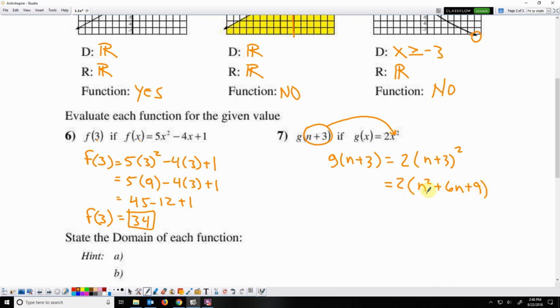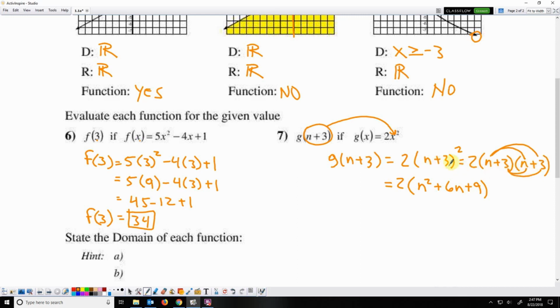If you're good with shortcuts, go ahead and do that. First term squared, double the product of the terms, second term squared. Or you could expand it. It's 2 times n plus 3, and that squared means times itself. So times n plus 3. If I distribute these, the n and the 3, n squared plus 3n, that's where we get the 6n, and 9. So either take that shortcut or distribute.